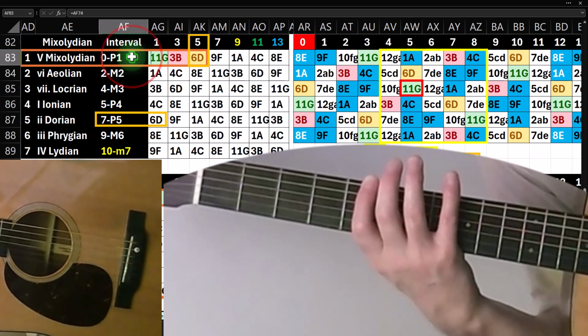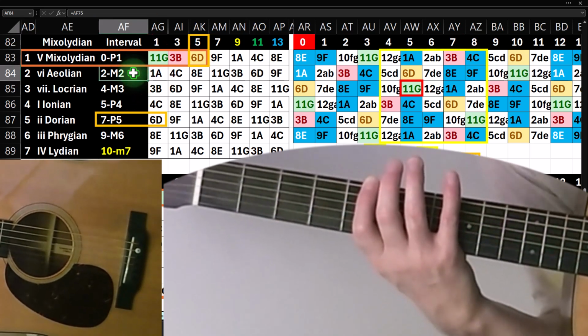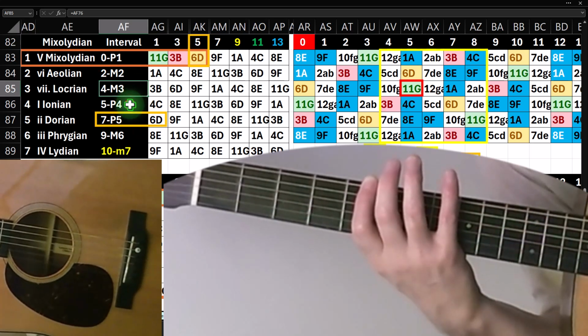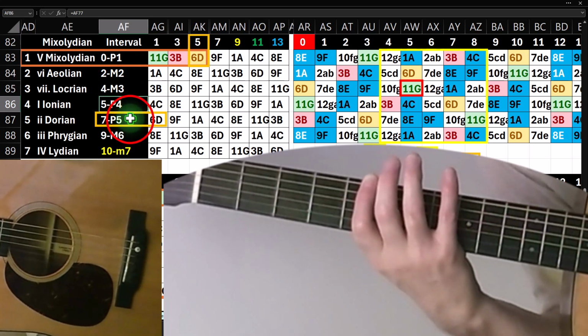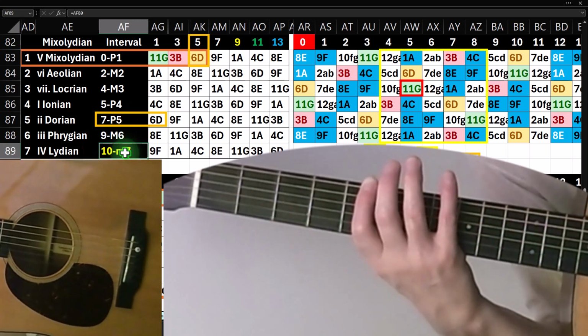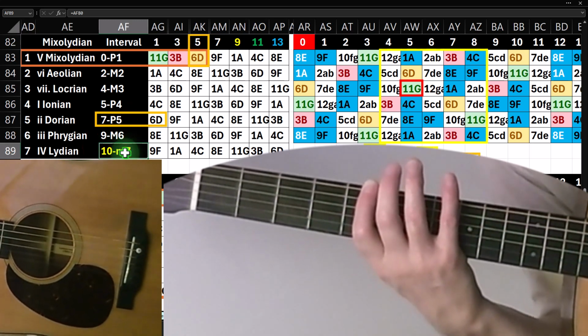So the Mixolydian has a perfect first, a 2-note away major second, same as the major scale, 4-note away major third, a 5-note away perfect fourth, same as the major, 7-note away perfect fifth, 9-note away major sixth, and then of course that flattened 10-note away minor 7. All right, let's go through them.